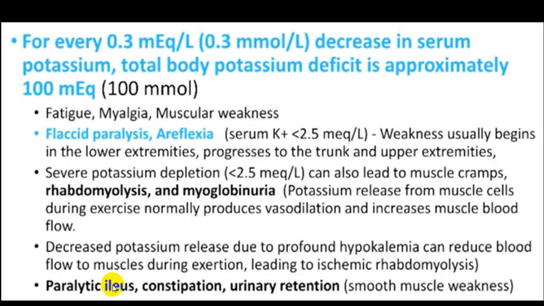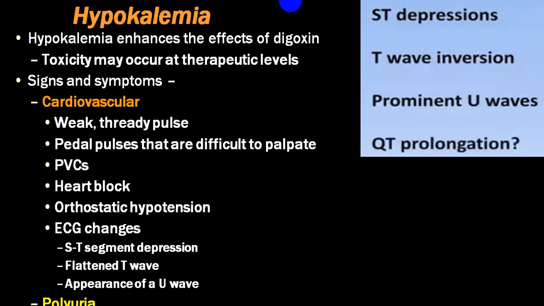Because of involvement of the smooth muscle, paralytic ileus, constipation, and urinary retention will be very common. If you have a drop of 0.3 milliequivalent of potassium, you will have a loss of 100 milliequivalent in total body potassium deficit. So that helps you in calculations.